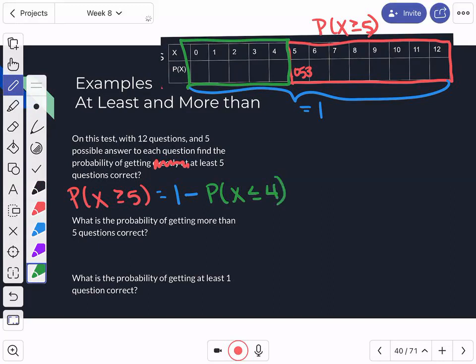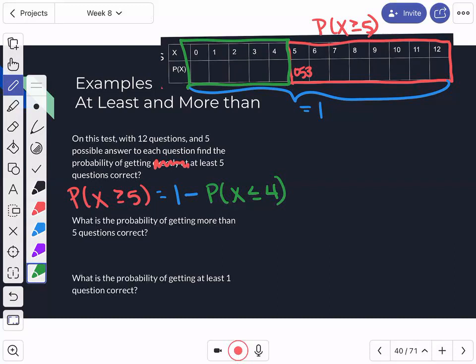That's how I find greater than or equal to 5. I do 1 minus probability that x is less than or equal to 4. I take away everything to the left of 5 from the number 1. Excel can calculate to the left with no problem. It can't calculate to the right though.